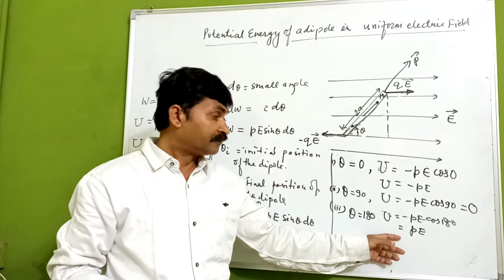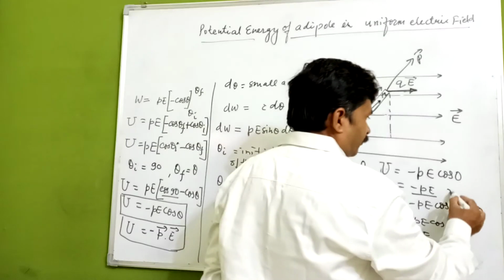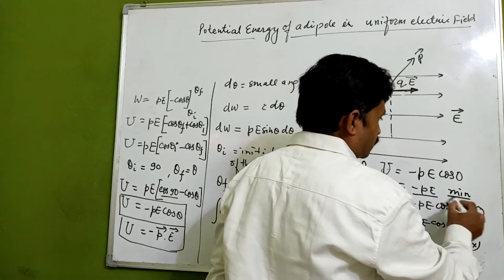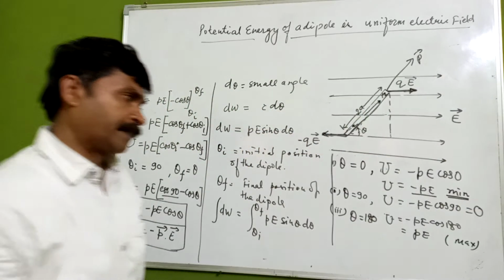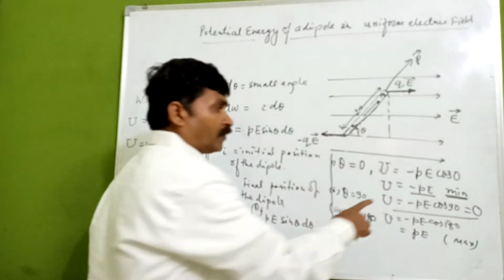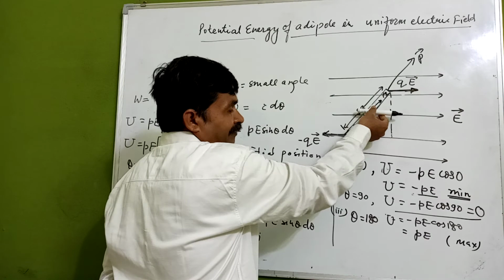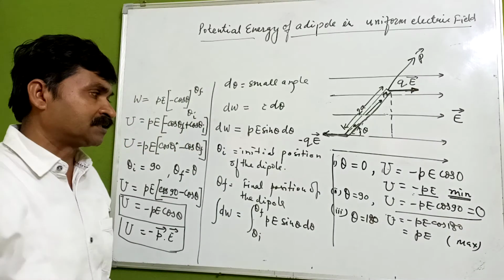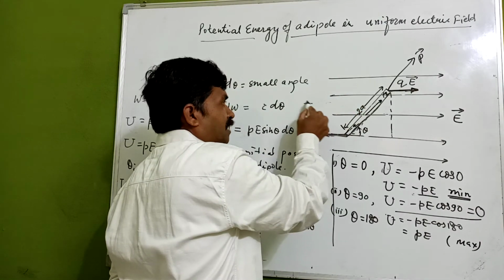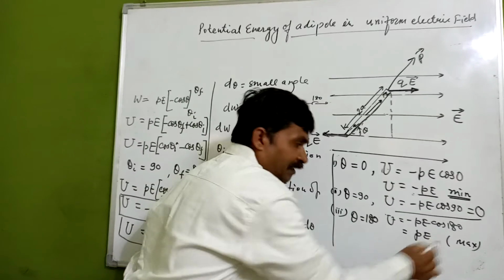Now we will discuss this. See here, at one position we are getting the minimum, and here we are getting the maximum. This is the case of unstable, and this is your 0. How are we getting the minimum? Because they are kept like this at 0, both in the same direction, we get the minimum potential energy. For theta equal to 180 degrees, the dipole moment is in this direction and the electric field is in this direction, both making an angle of 180 degrees. So here we get the maximum value.